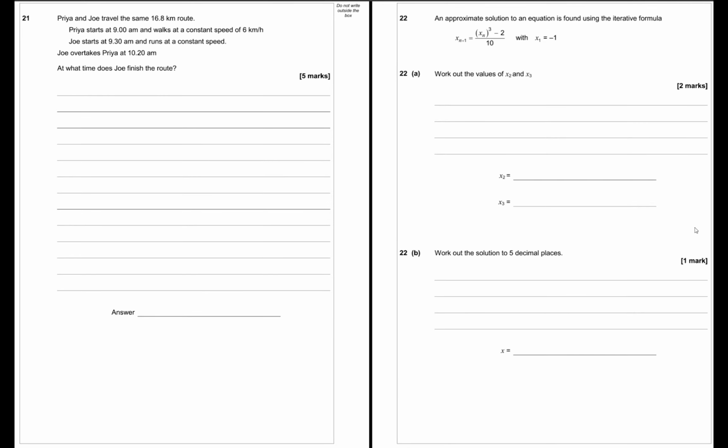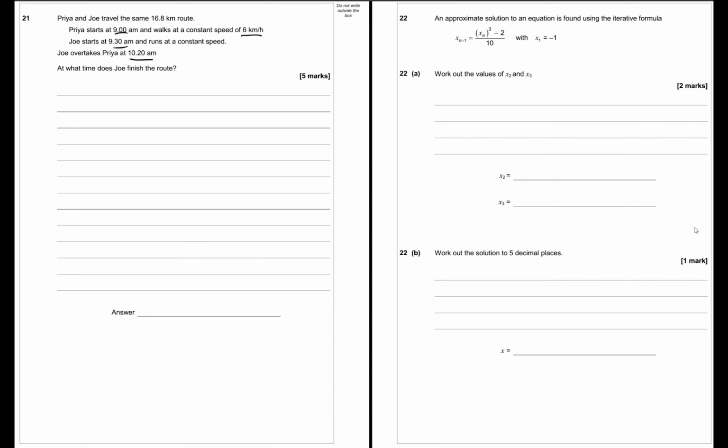Okay, 21. Priya and Joe travel the same 16.8 kilometer route. Priya starts at 9 AM and walks at a constant speed of 6 kilometers an hour. Joe starts at 9:30 AM and runs at a constant speed. Joe overtakes Priya at 10:20 AM. Okay, let's have a look. At what time does Joe finish the route?